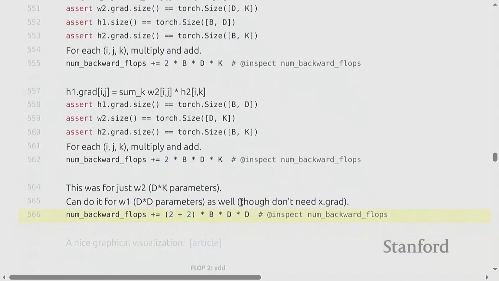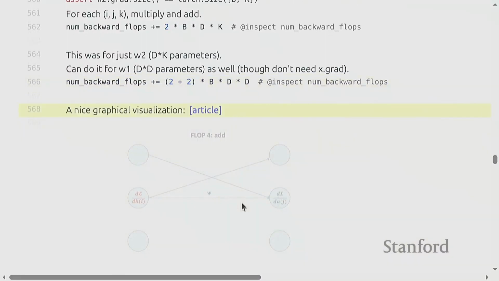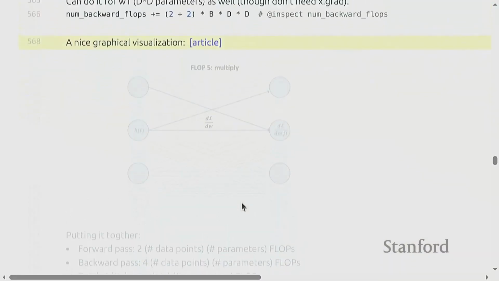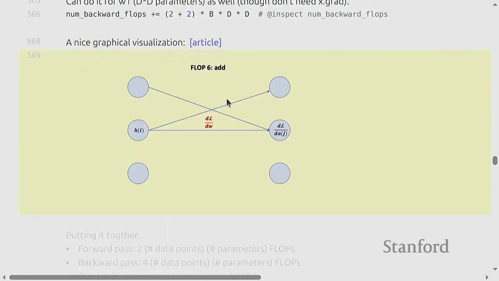I know there's a lot of symbols here, so I'm going to try to give you a visual account for this. This is from a blog post that I think may work better. We'll see. I have to wait for the animation to loop back.